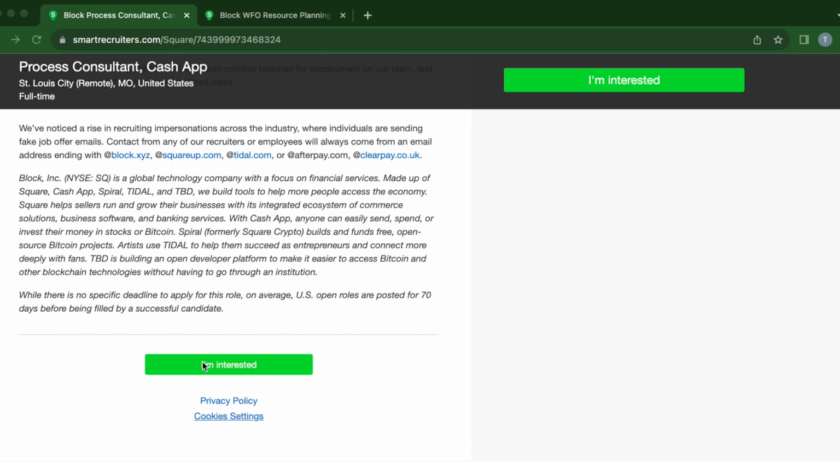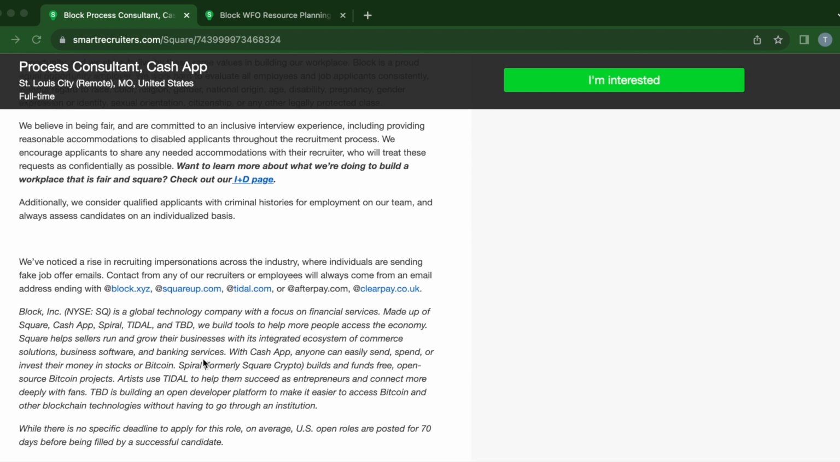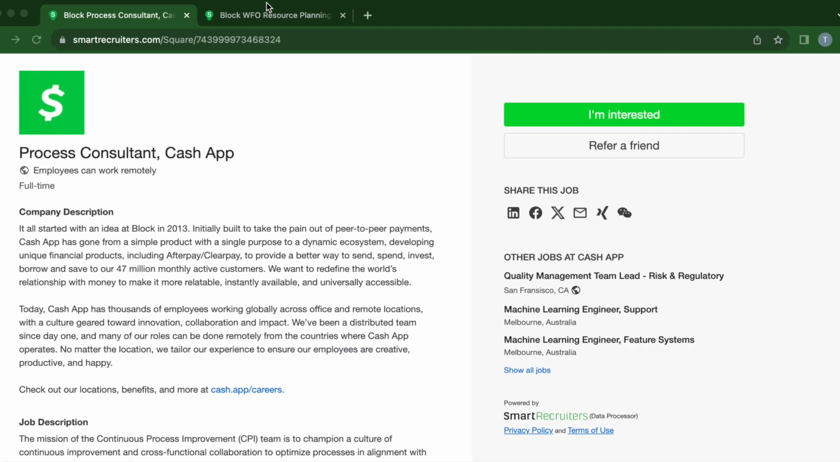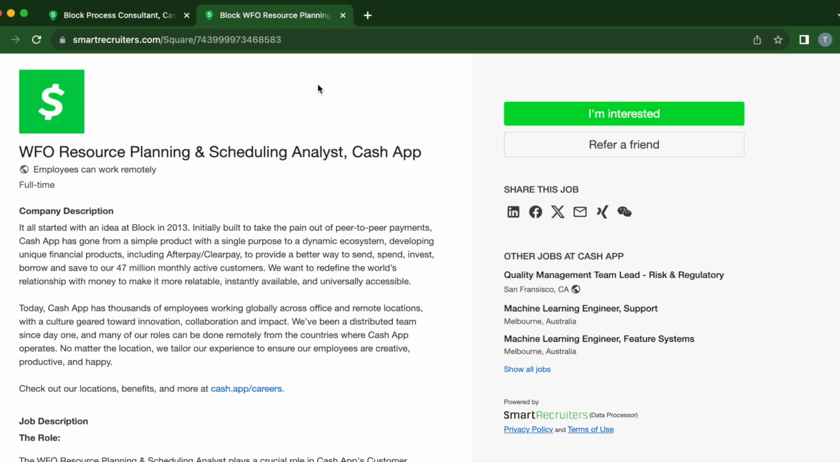And then you'll just click I'm interested, and then you guys will go from there. I'm going to move over to the next role, where they're looking for a WFO resource planning and scheduling analyst.